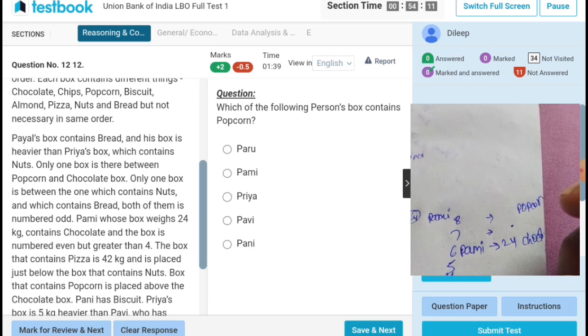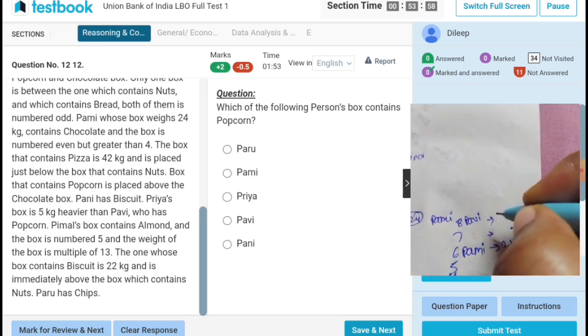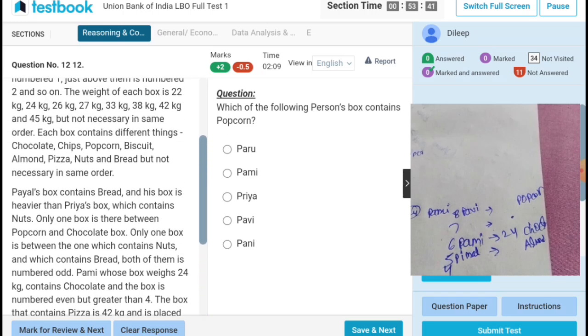Next, popcorn is placed above. Paneer's biscuit. Priya is 5 kg heavier than Pavi, who has popcorn. The box number is 5. So Pemal's box contains almond, the box number is 5 and the weight of the box is a multiple of 13. So 13 means 26 or, I think 26.